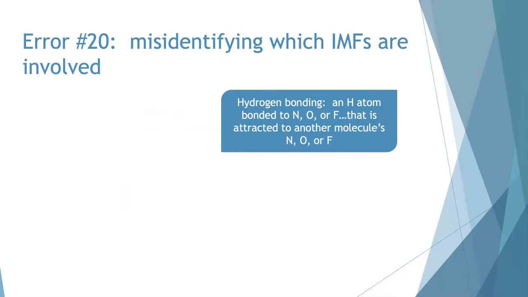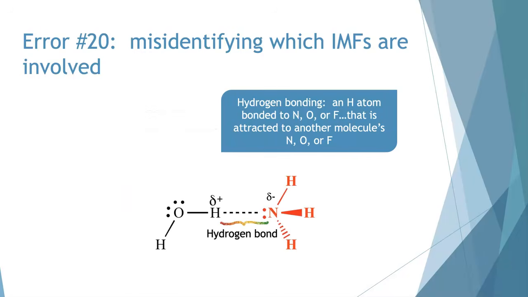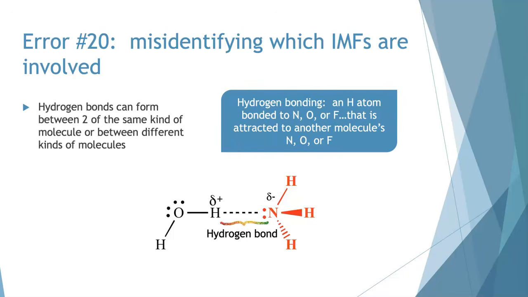The last type of IMFs are hydrogen bonding. So in a hydrogen bond, you have an H atom bonded to an N, O, or F atom, and that hydrogen atom is attracted to another molecule's N, O, or F atom. Just because a covalent bond has a hydrogen in it does not mean that substance is going to be able to do hydrogen bonding. I also want to remind you that hydrogen bonds can form between two of the same kind of molecule, or they can form between two different kinds of molecules.